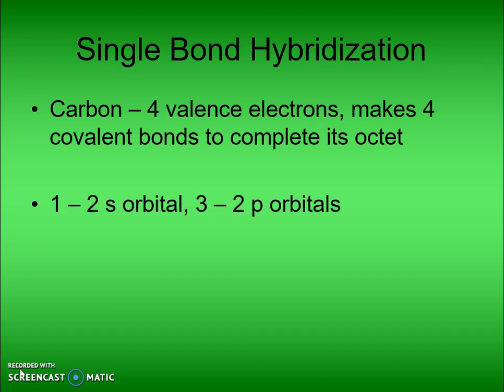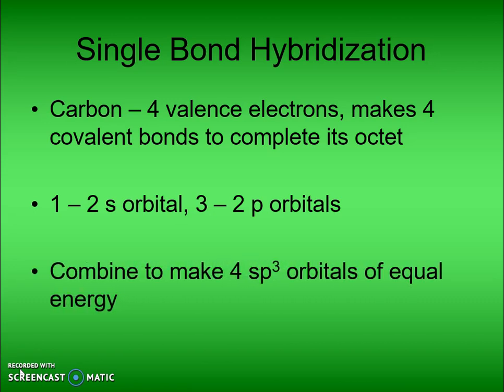We're going to take our 2s orbital and three of our 2p orbitals, throw them in a blender, mix them all up, and make four new orbitals, which we're going to call sp3 orbitals, that have the same amount of energy. Because p has slightly more energy than s, it's really difficult to figure out which of these hydrogens is going to bond with the s and which ones with the p. So we mix them all together and make these four new orbitals of equal energy, even lower in energy than those s and p's. That way it's easier to bond and complete their octet.